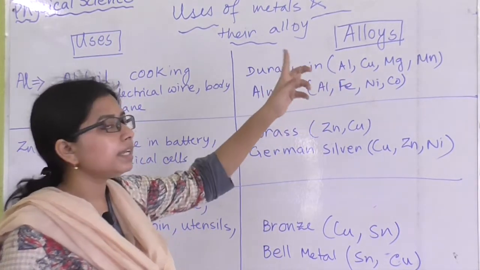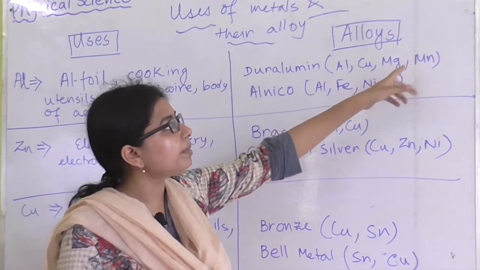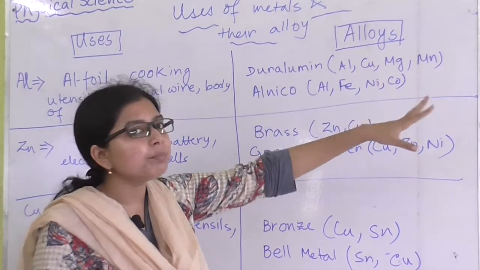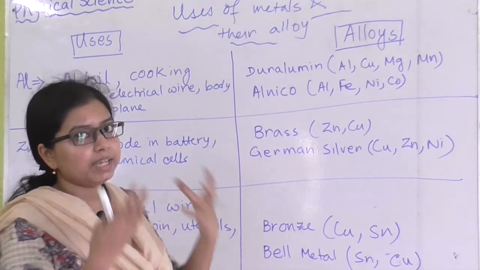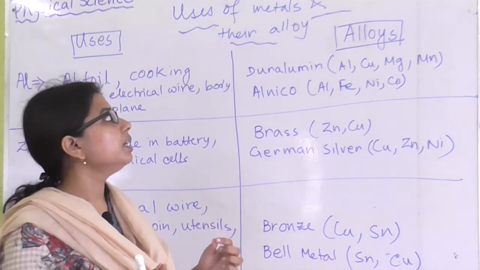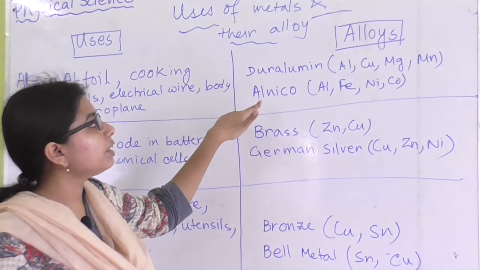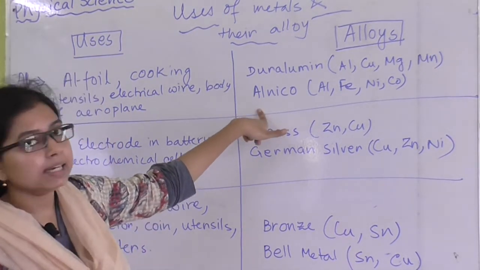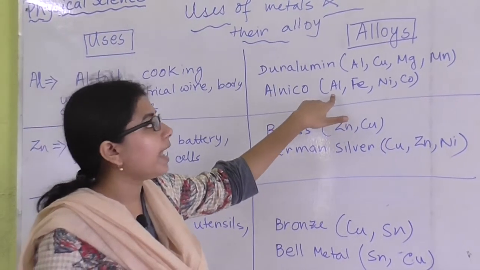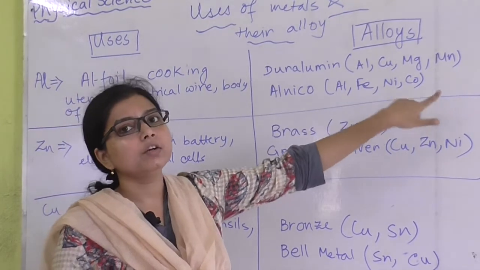So duralumin is made up of aluminium, copper, magnesium and manganese. These 4 metals are mixed in a fixed proportion to make duralumin. Okay. And another important alloy of aluminium is alnico, and there are aluminium, iron, nickel and cobalt.